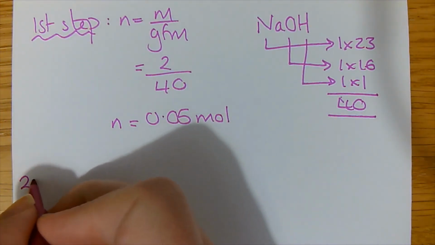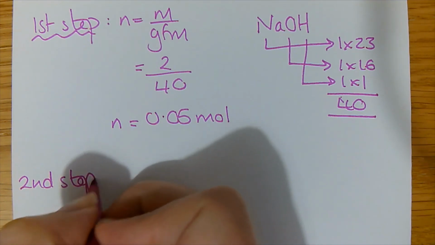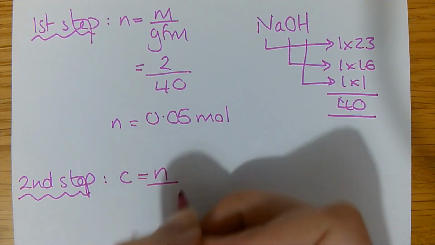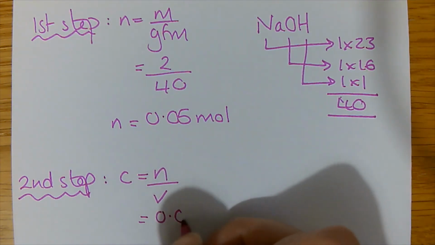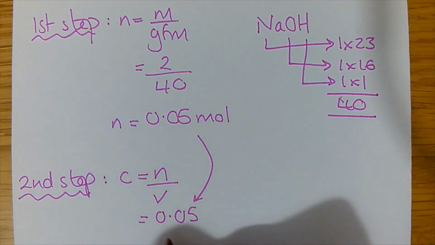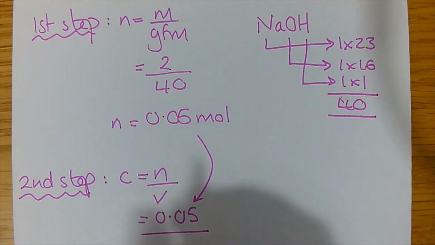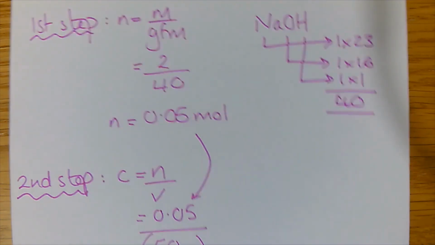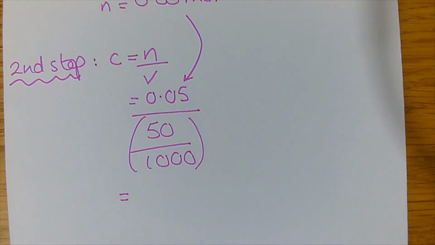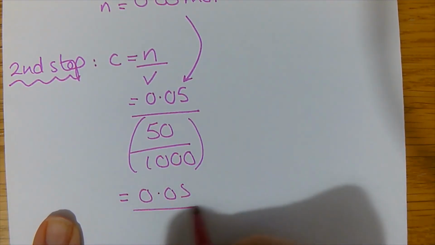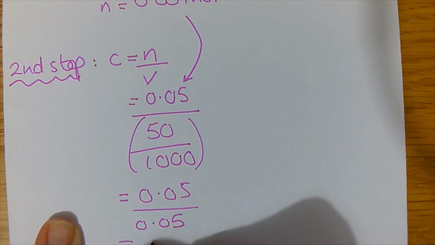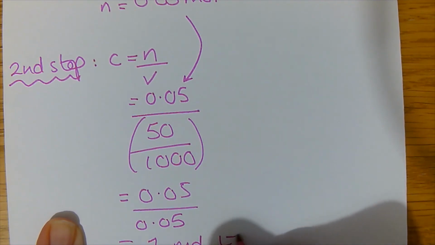Now taking that number of moles that we've calculated down into the second step, we can work out the concentration. Concentration is the number of moles divided by the volume. We have 0.05 brought down from our first step. And our volume was 50 centimetres cubed of water in the question, 50 divided by 1000, remember we have to convert it into litres before we use it. And you'll have 0.05 divided by 0.05, and your final answer will be 1 mole per litre concentration.